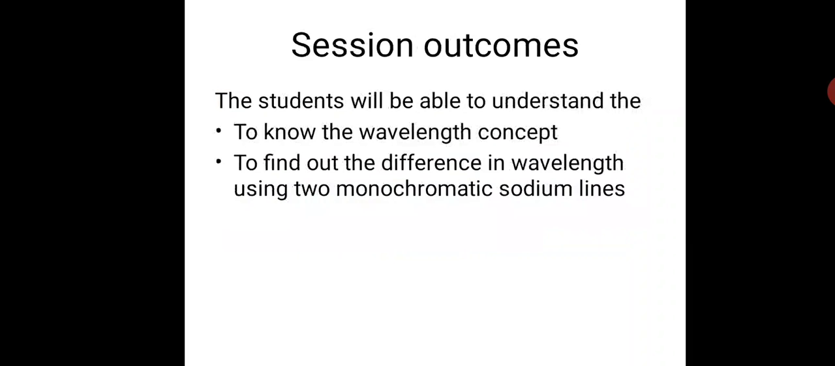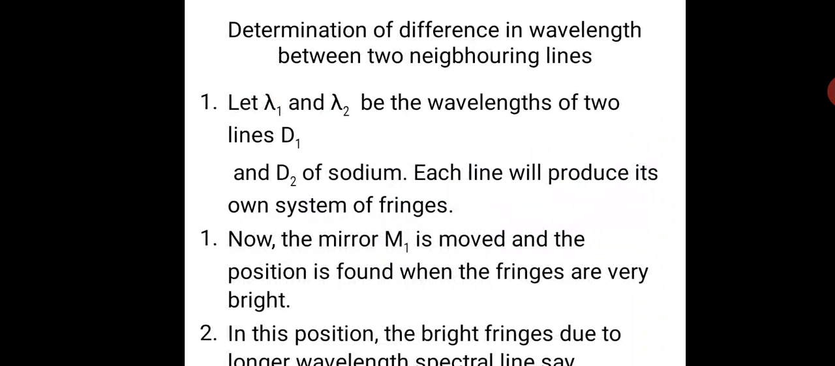The main outcome of this study is to understand the concept of wavelength and difference in wavelength using two monochromatic sodium lines. Let lambda 1 and lambda 2 be the wavelengths of two lines, that is D1 and D2 of sodium. Each line will produce its own system of fringes. Then with the help of Michelson interferometer, there are two mirrors.